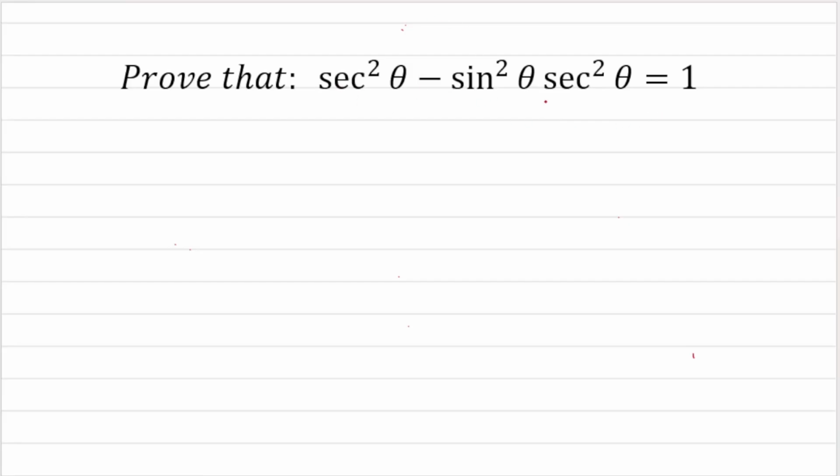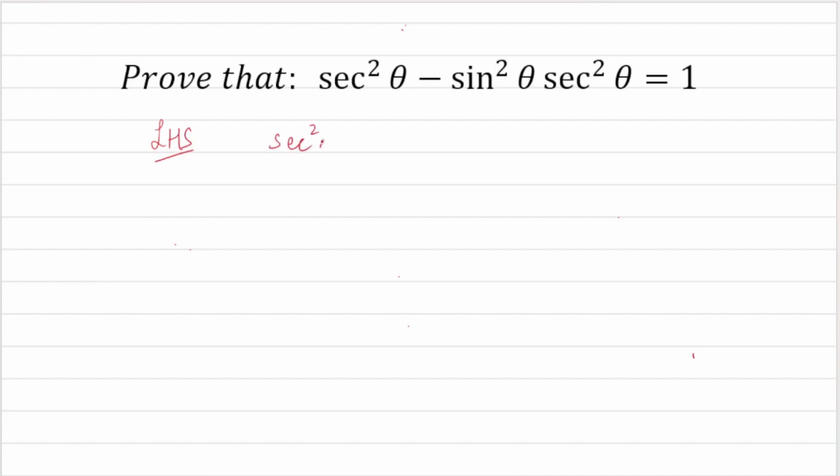It has two sides, left side and right side. Always start from the side in which some simplification is possible. The right side is 1, I cannot do anything, but my left side of the equation contains some expressions which I can simplify. So let's start. I will write here left hand side.